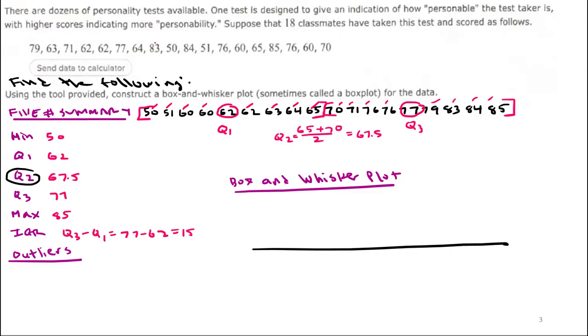And then the outliers, remember you have the lower fence. I'm just going to label that LF for lower fence. And then the upper fence, I'm going to label that as UF. All right, so that's going to be Q1 minus 1.5 times IQR. And then the upper fence is Q3 plus 1.5 times the IQR.